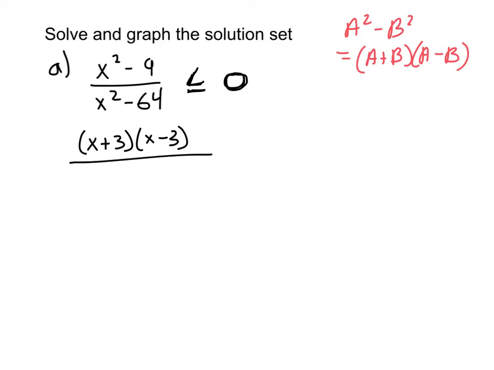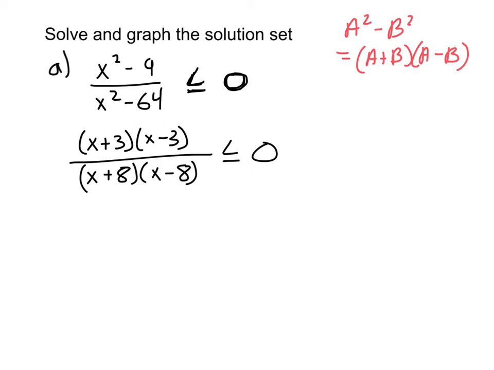And then same thing on the bottom, I have x squared minus 8 squared, basically. So x plus 8, x minus 8. Okay, so now, when the top of this fraction equals 0, the whole thing will equal 0. If x equals negative 3, or if x equals positive 3, the whole thing will be 0, right?